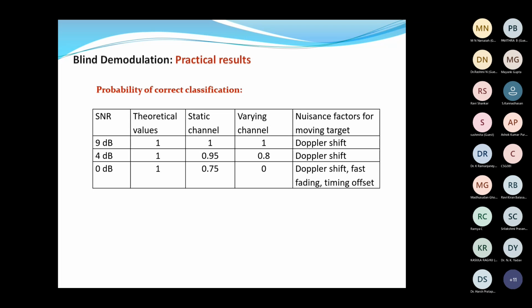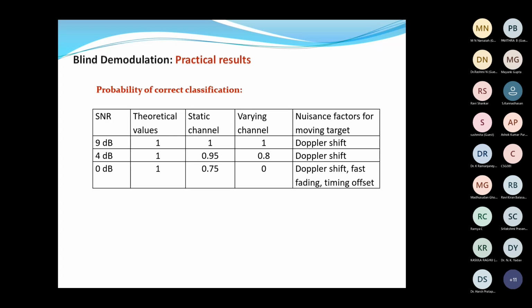So here is the table of probability of correct classification again. Now we have shown theoretical values against static channel and the varying channel, and the possible influencing factors which led to the deviation from the practical values from the theoretical values. So as we have seen for 9 dB of intercepted signal to noise ratio, theoretical values says the probability of correct classification should ideally be 1.